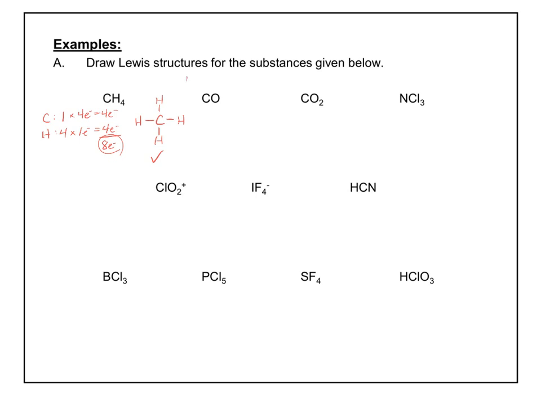Now the next molecule, carbon monoxide. Let's add up the number of valence electrons total. So there's 1 carbon, and we know carbon's in group 4, so 4 valence.